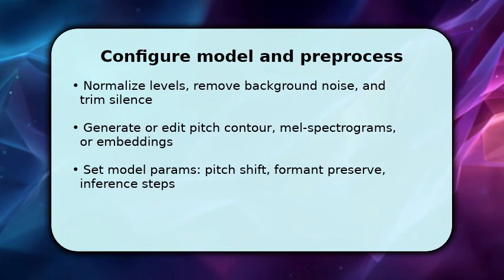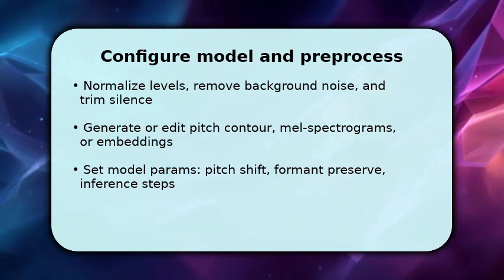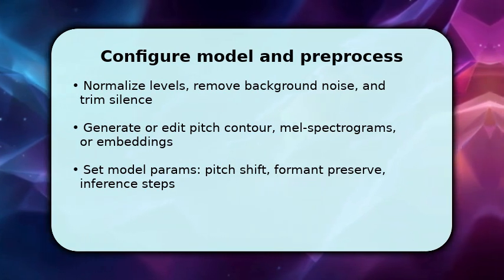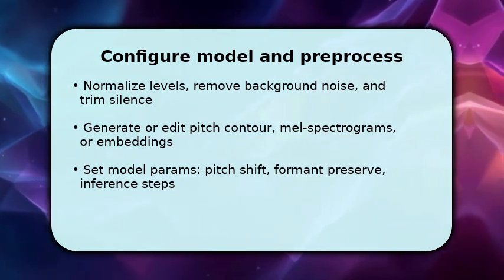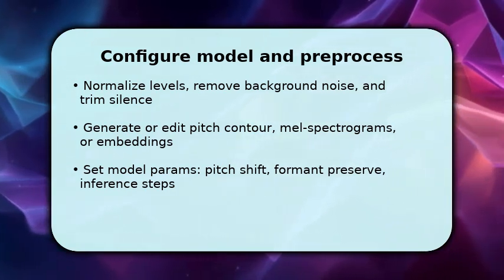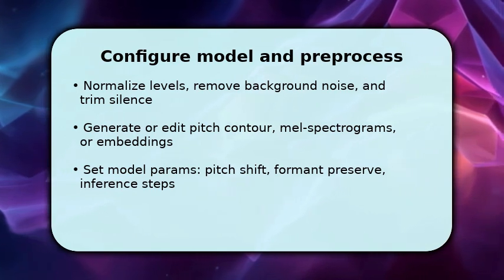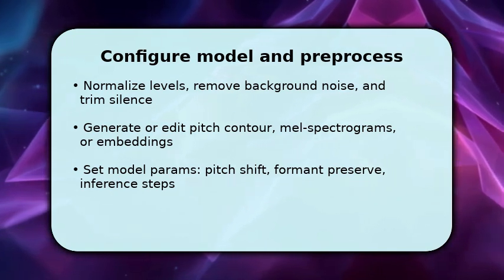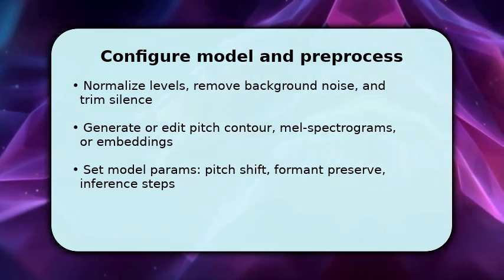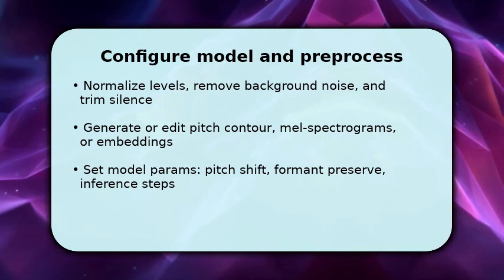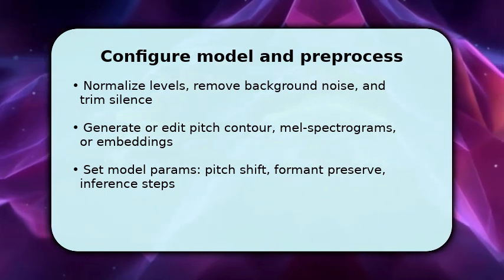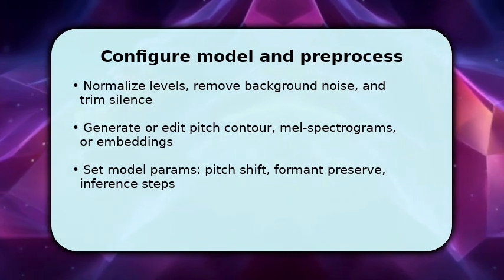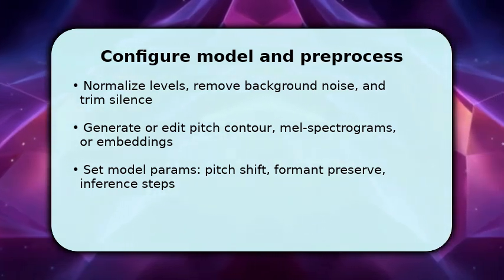Next, preprocess and configure. Normalize levels, remove noise, and trim silence to focus the model on the voice. Then create the features the model expects: pitch contour, mel spectrograms, or voice embeddings, using the supplied tools. Once that's ready, set inference parameters: pitch shift amount, whether to preserve formants, and the number of synthesis steps. These control realism versus stability. Make small iterative changes and preview each pass, because subtle parameter tweaks yield large perceptual differences.